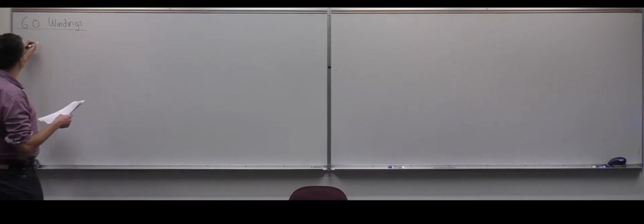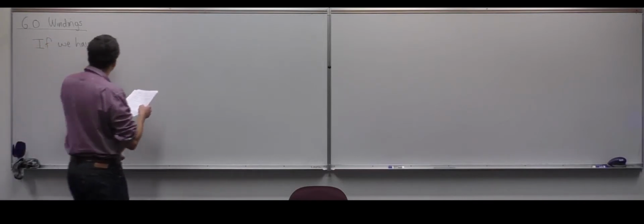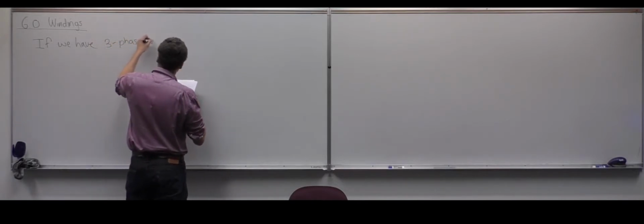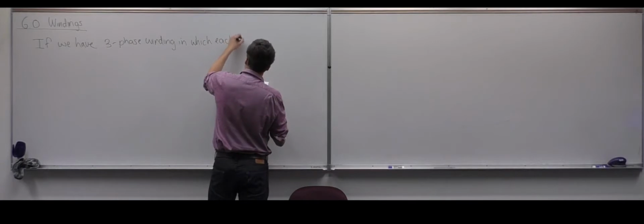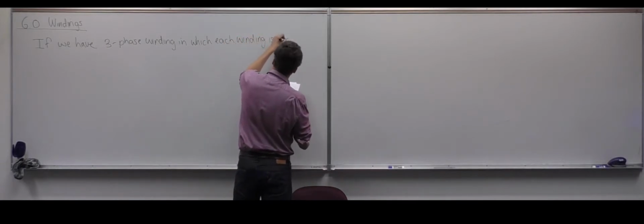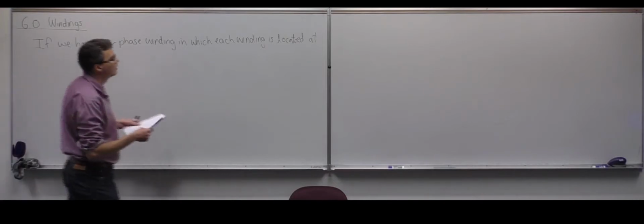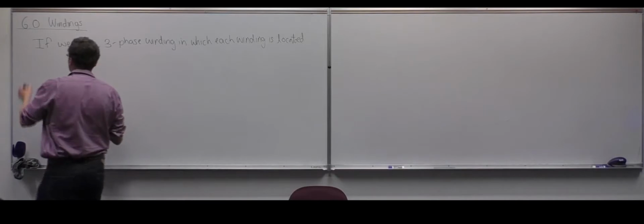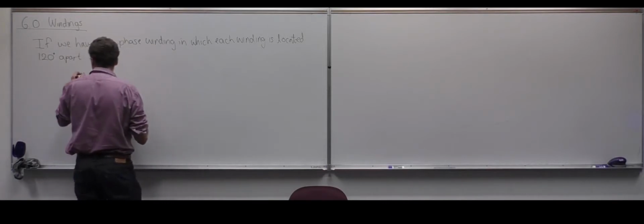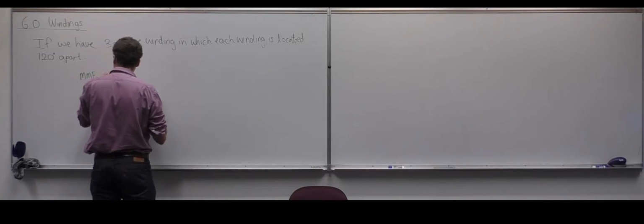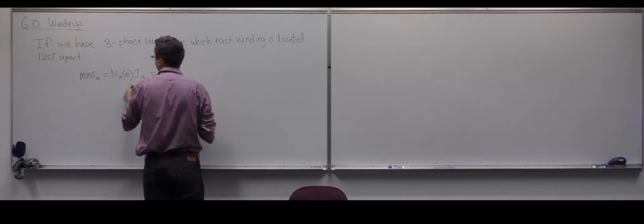So if we have a three-phase winding in which each winding is located 120 degrees apart, then we could have an MMF for the three different windings, where NA is the winding function.